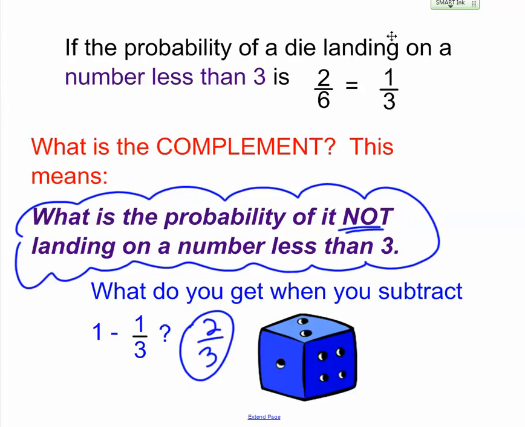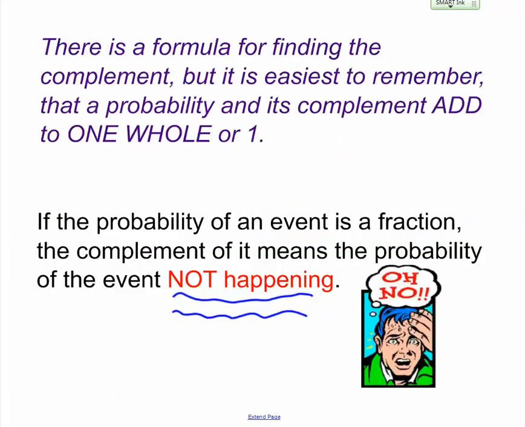So in this case, the probability of a die, if I roll a die, landing on a number less than 3 is 2 out of 6 because there are 2 outcomes, this one and this one. It can land on a 1, that's less than 3. It can land on a 2, that's less than 3. That's 2 outcomes that are favorable out of 6 outcomes. And 2/6 simplifies to a third. So the probability of a die landing on a number less than 3 is a third. The complement is the probability of it not landing on a number less than 3. So if the probability of it doing that is 1/3, the probability of it not doing it is 2/3, because 2/3 and 1/3 is 3/3, and that's the entire possible outcomes.